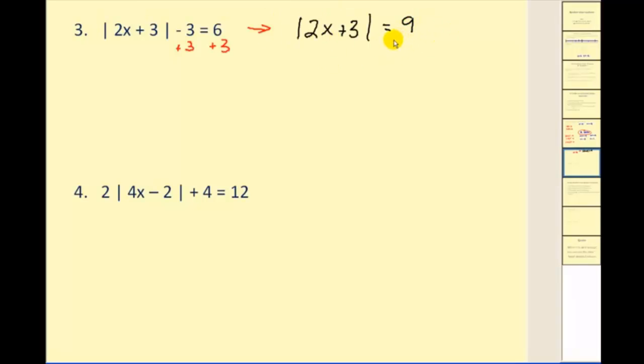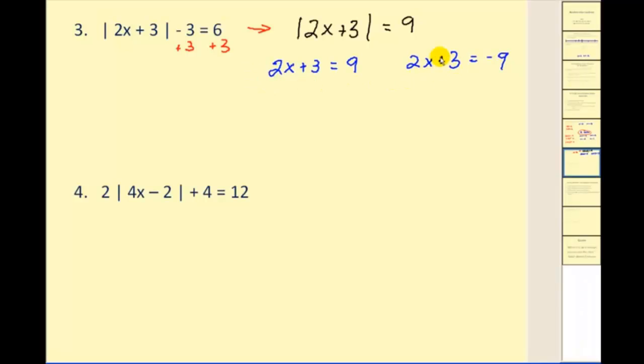This is the form of the equation that we use to set up and solve our two equations. If we try to use it in the earlier form and use a positive 6 and a negative 6, we will not get the correct answers. And that's a very common error that I see. So our first equation will be 2x plus 3 can equal 9, and 2x plus 3 can also equal negative 9.